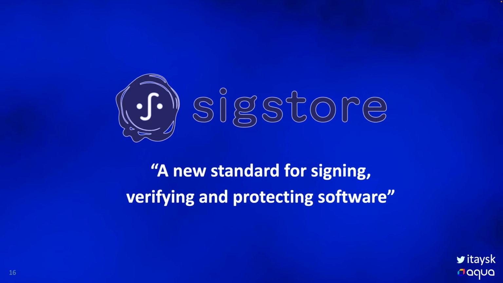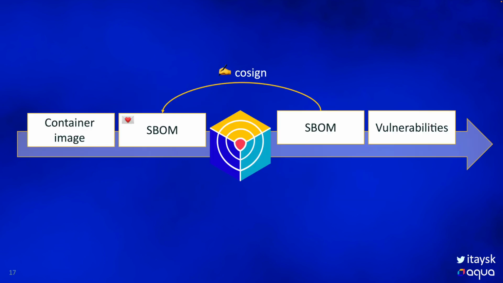So enters Sigstore. Sigstore is a popular open source project from the OpenSSF, and is basically, as it says, a standard for signing, verifying, and protecting software, which really helps us in this case. And the way it helps us is that we can take the SBOM that Trivy generated, and this time, instead of just scanning the JSON file as is, we will first sign it.